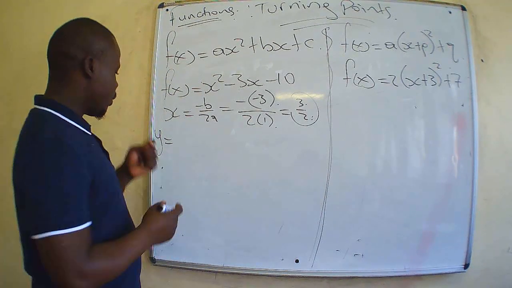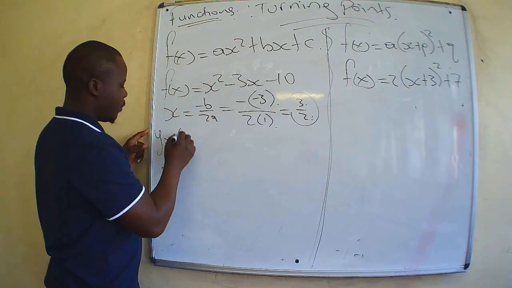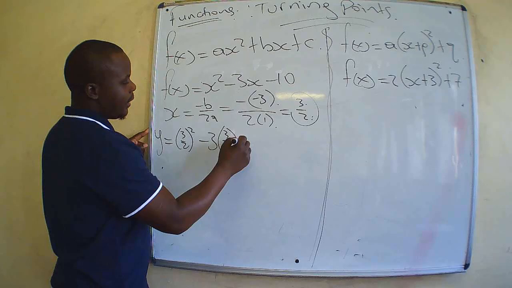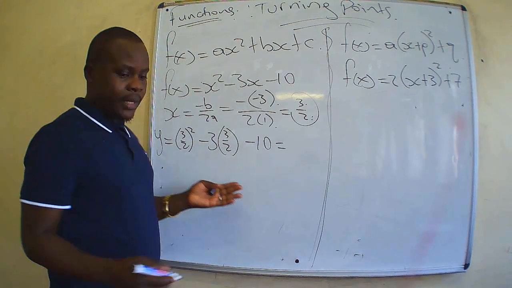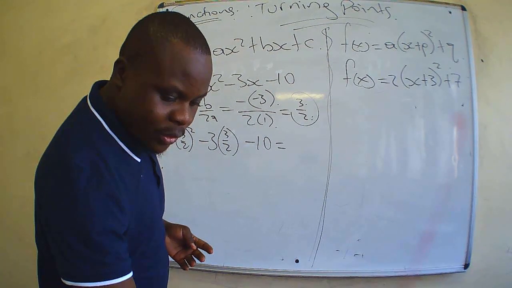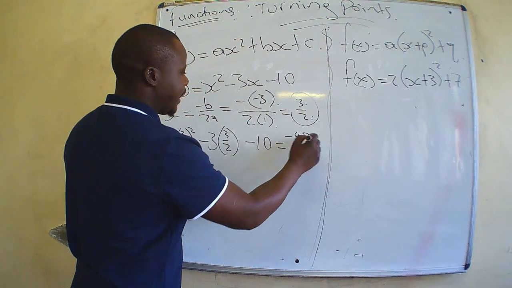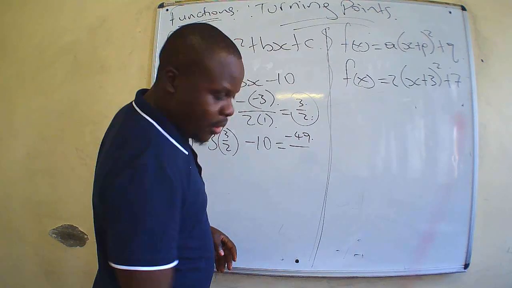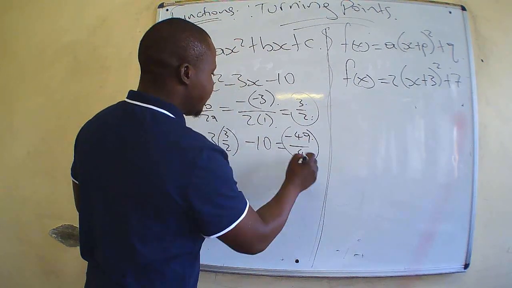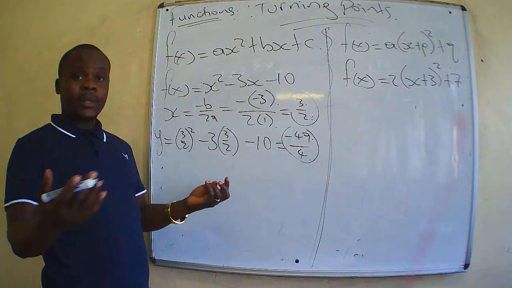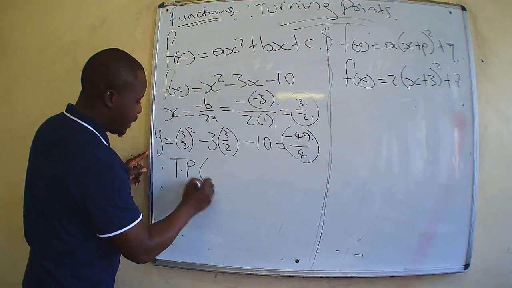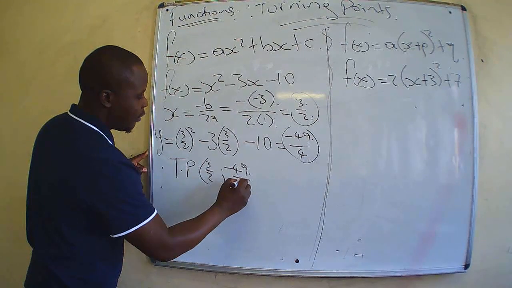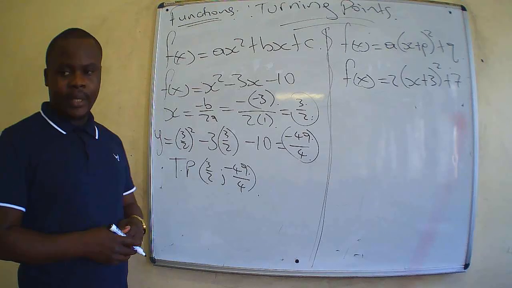Take note of that. So y equals (3 over 2) squared minus 3 times 3 over 2 minus 10. The final answer, when you press the calculator, is going to give you negative 49 over 4. This is the y value for the turning point. So our turning point here is such that 3 over 2 is for x, and y is negative 49 over 4. Here is our turning point.